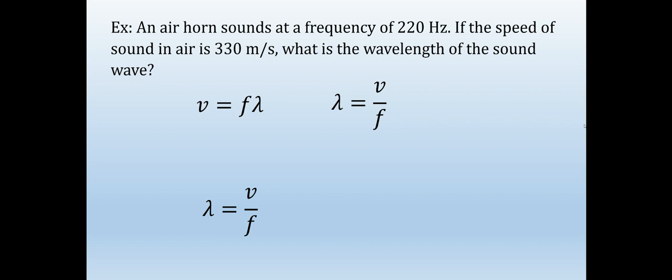So we know that velocity is the frequency times the wavelength. So to solve for wavelength, we can divide by frequency on both sides. So wavelength is going to be the velocity divided by the frequency. And so our velocity is 330 meters per second, and our frequency is 220 hertz. So that's going to give us a wavelength of 1.5 meters. So to solve for wavelength, we're going to rearrange it so that we have the velocity divided by the frequency.